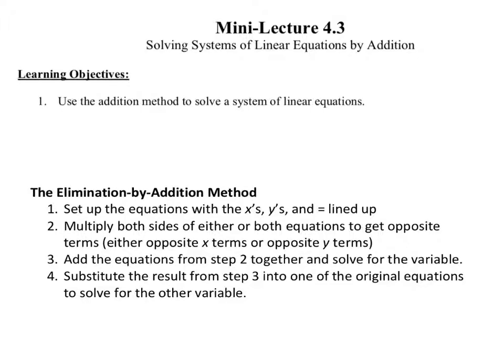First, you want to set up the equations with the x's, y's, and equal signs all lined up in vertical columns. Then we multiply both sides of either or both equations to get opposite terms. You either want to get opposite x terms or opposite y terms. The third step is to add the equations from step 2 together and solve for the remaining variable. And our final step is to substitute the result we get from step 3 into one of the original equations to solve for the other variable.